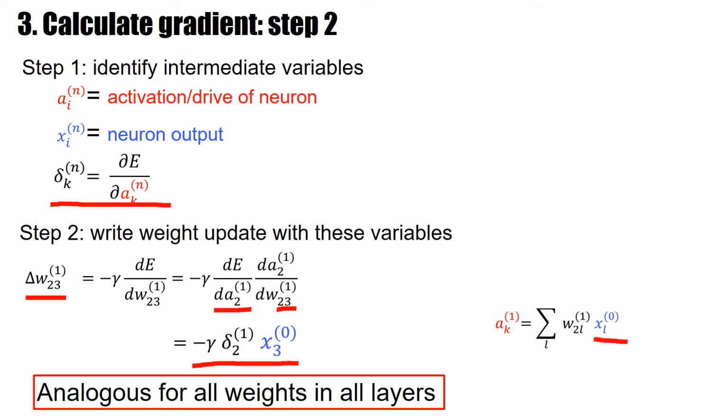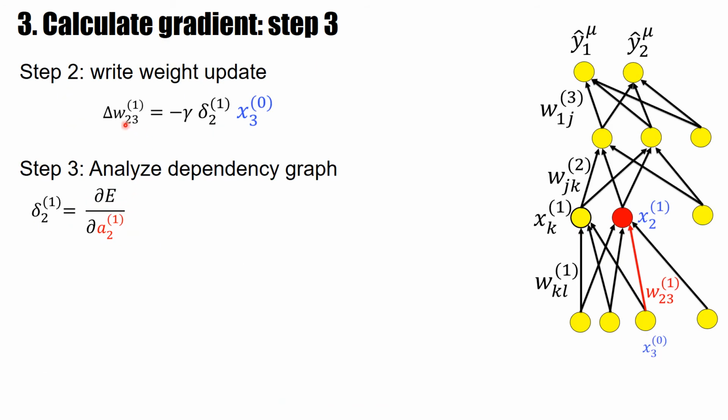Now I derived this for the change of the weight w_23 of layer 1, but analogously we can write the formula for all other weights in all other layers. So from step 2 we have this nice summary that the weight update depends on a product of delta and x. So let's look at this specific weight. This is a weight in layer 1. This is the weight which connects the input neuron 3 with neuron number 2 in layer 1.